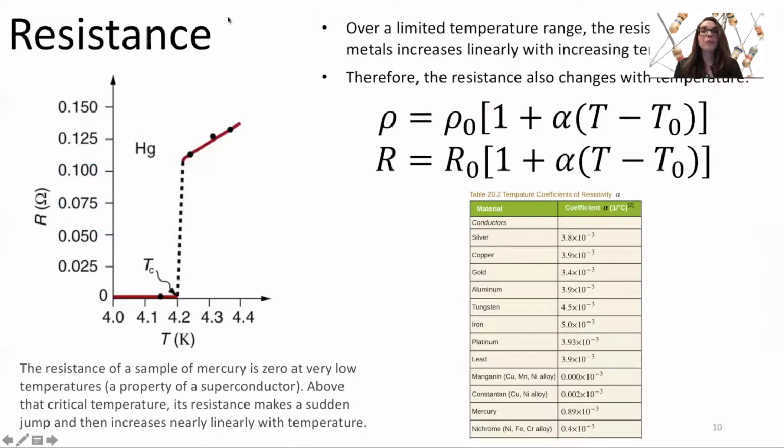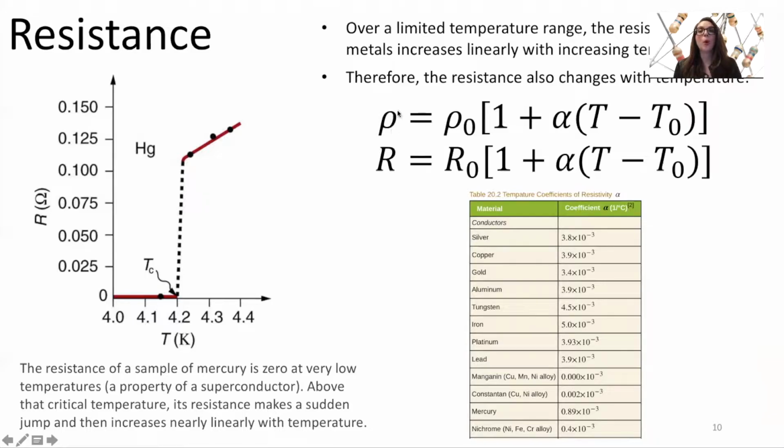Now, over a limited temperature range, the resistivity of most metals increases linearly with increasing temperature. So that means that the resistance also changes with temperature. So here's an equation which shows how the resistivity changes with an increase in temperature. And here's an equation which shows how the resistance changes with an increase in temperature.